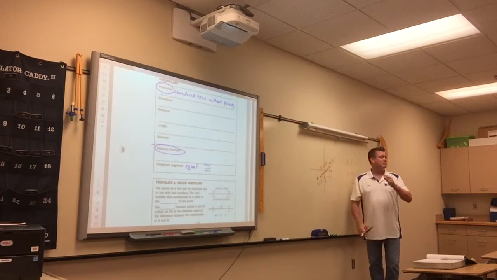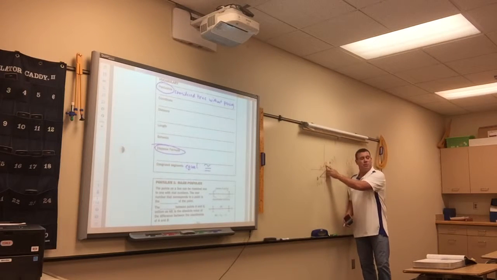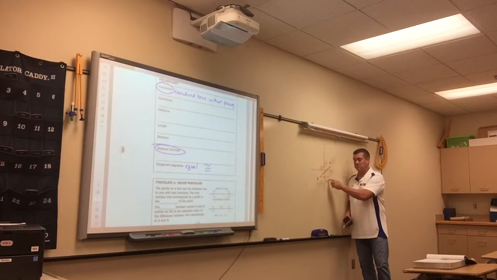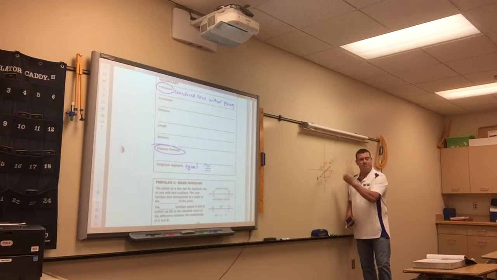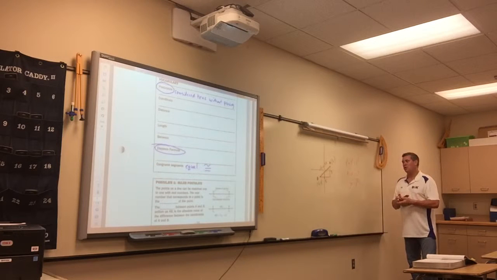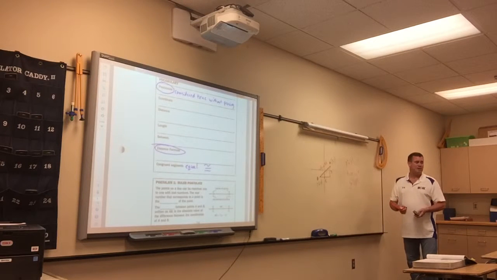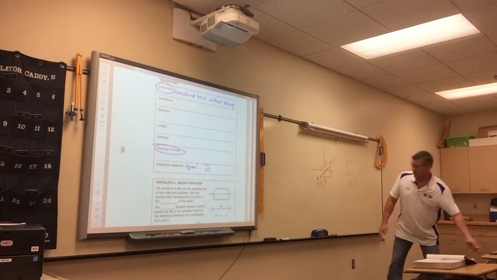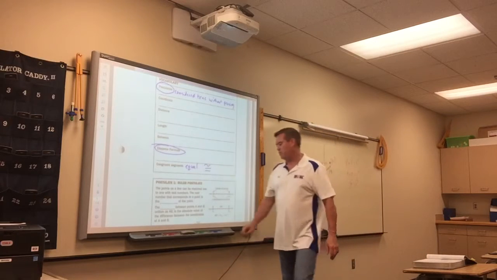Now remember this, the hypotenuse should always be the longest side. If you get something that's shorter than these two, you did something wrong. Okay? Now, I said you don't always want to draw the picture like that. So there is a distance formula.